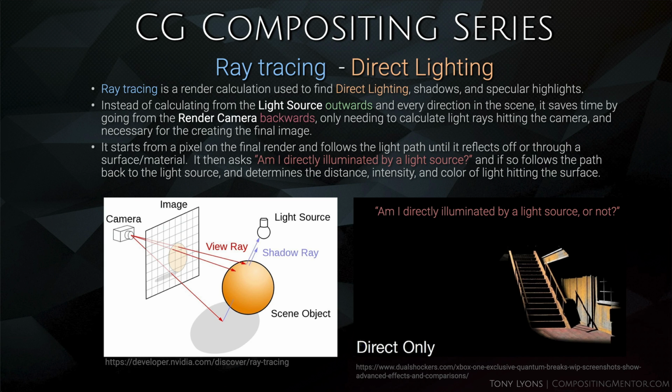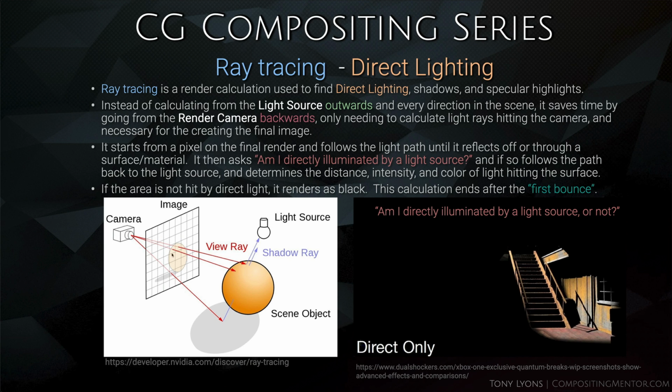And if so, it follows the path back to the light source and determines the distance, intensity, and color of the light hitting the surface. If the area is not hit by direct light, it just renders as black. This calculation ends after the first bounce, so it is not calculating bounce light.